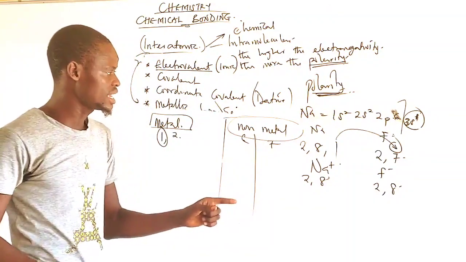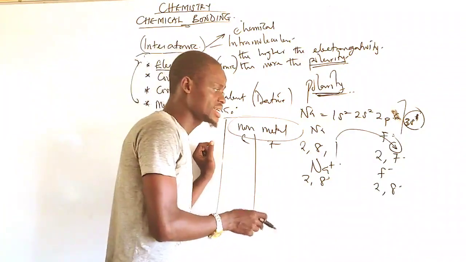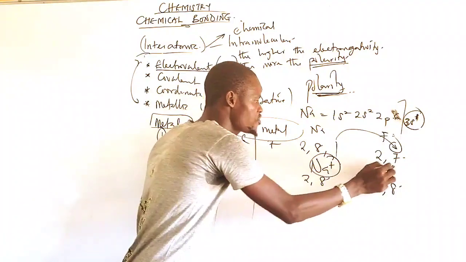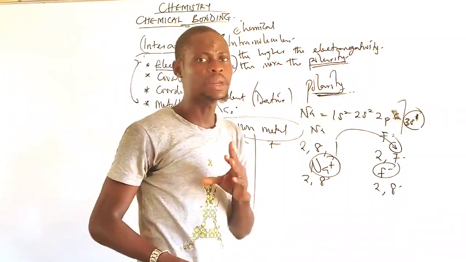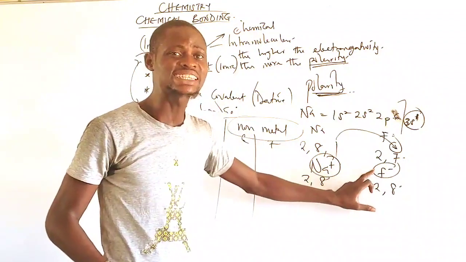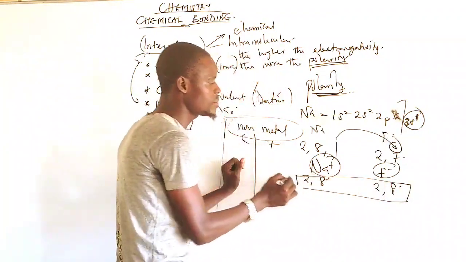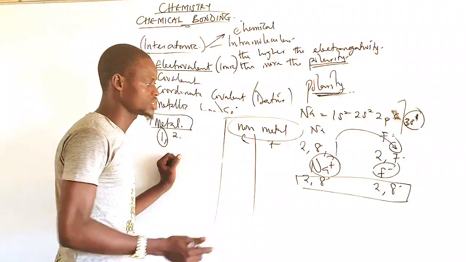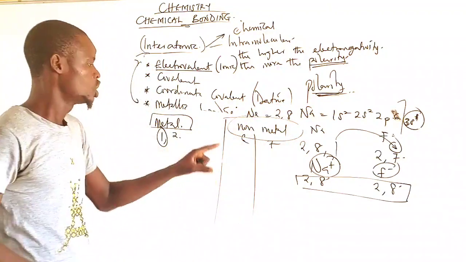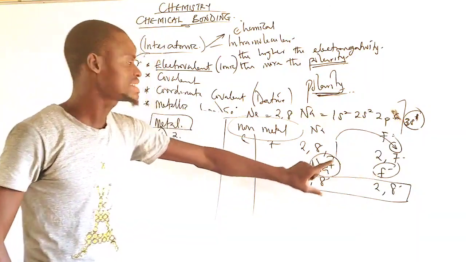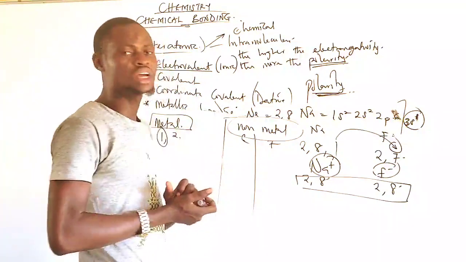Now we can easily say that in this place here, sodium ion and fluoride ion are isoelectronic. What do you mean by that? It simply means sodium ion and fluoride ion have the same electronic configuration, and their electronic configuration is the same as that of the noble gas, which is neon. Neon also has 2, 8 electronic configuration. So sodium ion and fluoride ion are isoelectronic with neon. They have the same electronic configuration as neon. I think I'm able to clarify that.